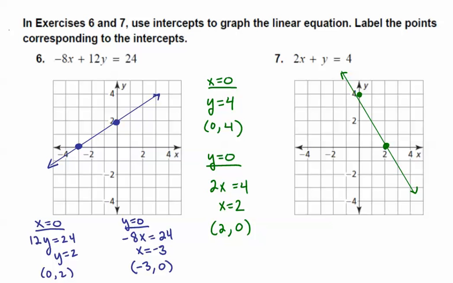All right, so that should be it for this. And so this accomplishes the second learning goal in this section, and that is to use intercepts to graph a linear equation, to calculate the x and y intercepts, or the y and the x intercepts, and then to use those intercepts to graph a linear equation.